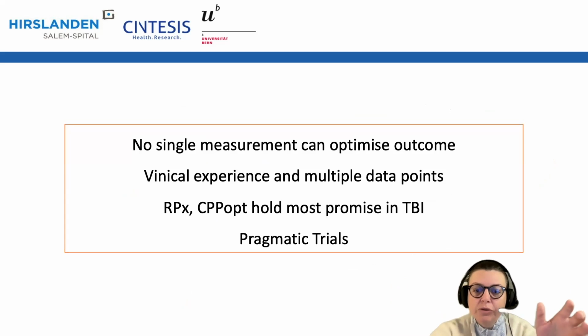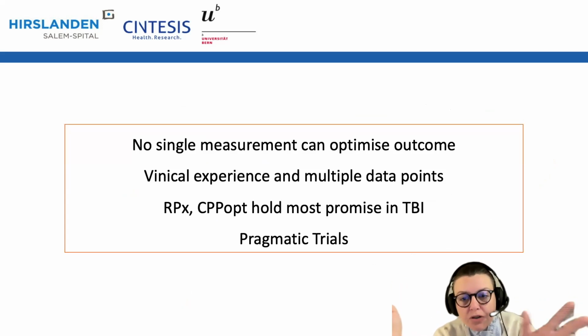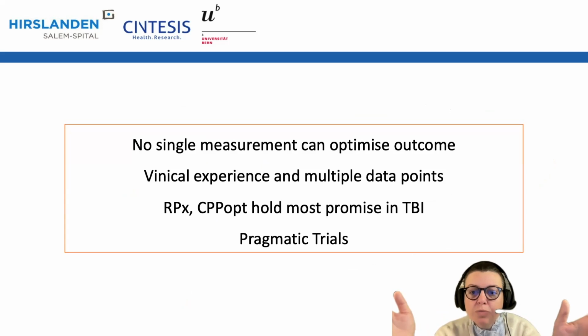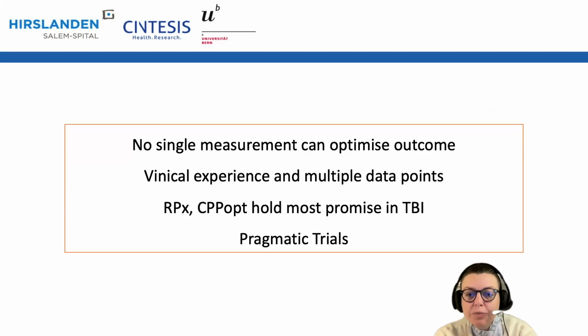So to conclude, there is no single measurement that can optimize outcome at this moment. What we need is comprehensive care that incorporates both the clinical experience and multiple data points. That may be the best way to measure and optimize outcome. We have several indexes like the PRx and the optimal CPP that hold a lot of promise in TBI, but we still need a lot of pragmatic trials to test the real-life relevance of monitoring strategies and associated management.